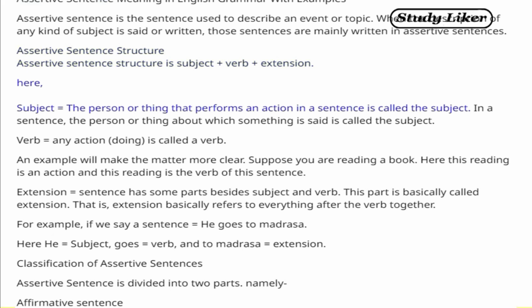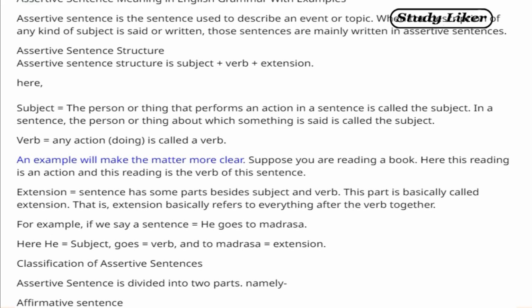Here, subject means the person or thing that performs an action in a sentence. In a sentence, the person or thing about which something is said is called the subject. Verb means any action, any doing, is called a verb.